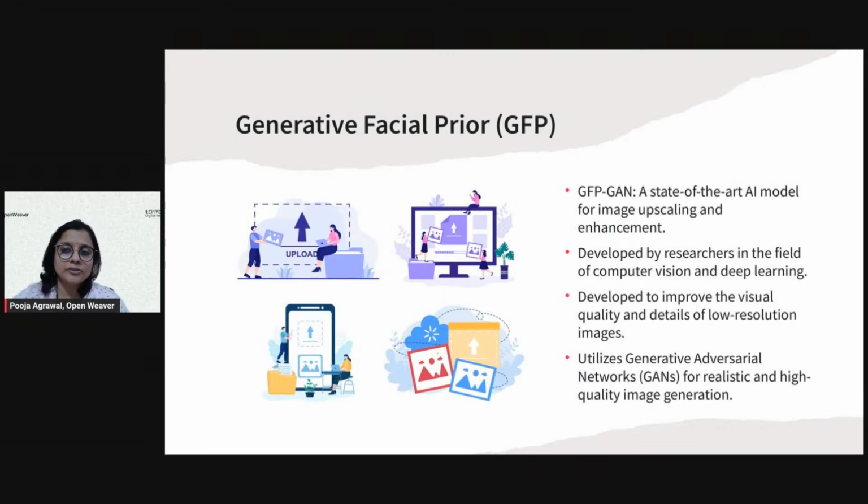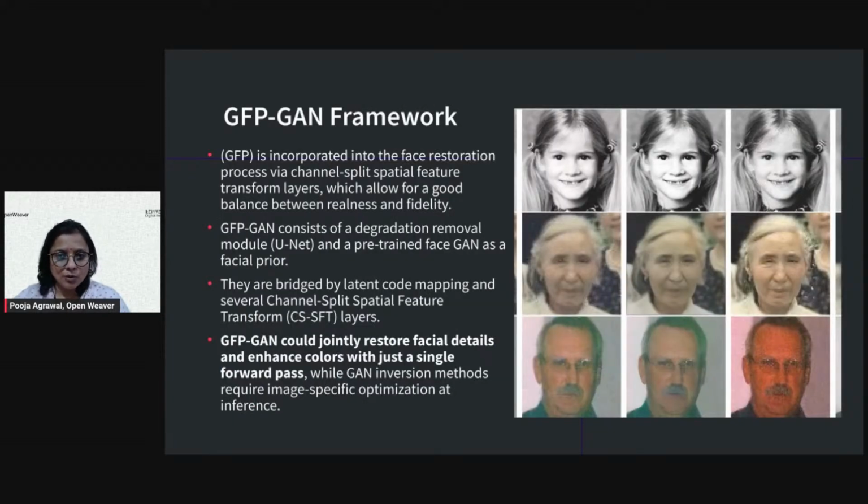It was developed by researchers in the field of computer vision and deep learning, and it was able to improve the visual quality and details of your low resolution images. So this utilizes GANs for realistic and high quality image generation. What is the exact framework?